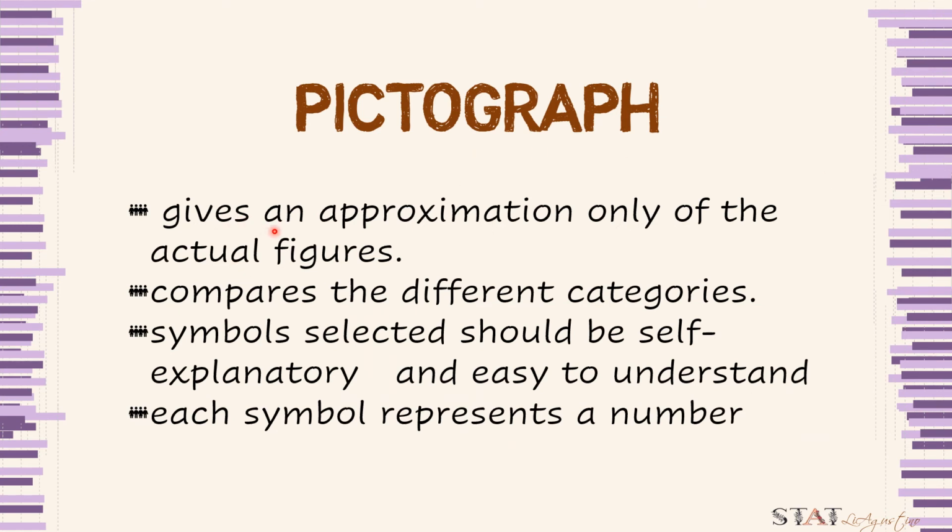It gives an approximation only of the actual figures and compares the different categories, and the symbols selected should be self-explanatory and easy to understand. Each symbol represents a number. For example, one cow is equivalent to 10,000. So that's how they use the pictograph.